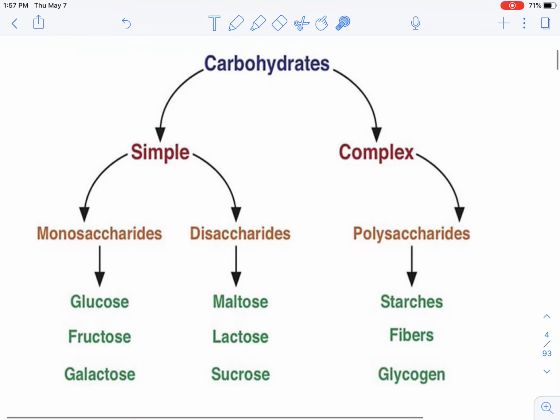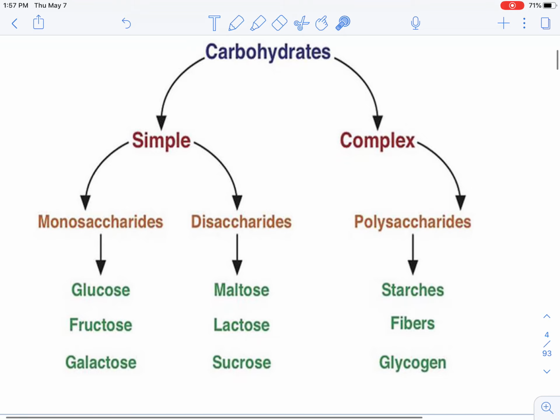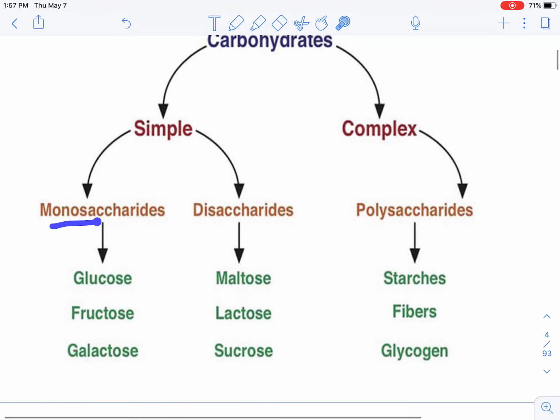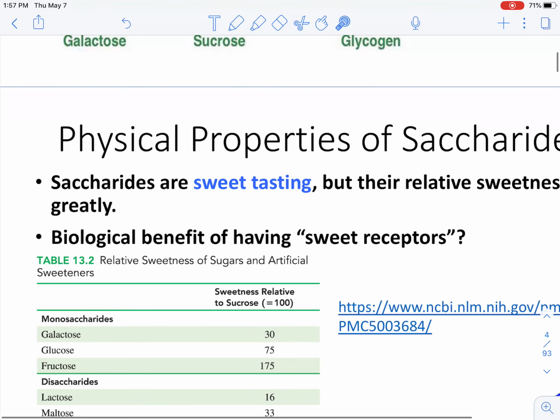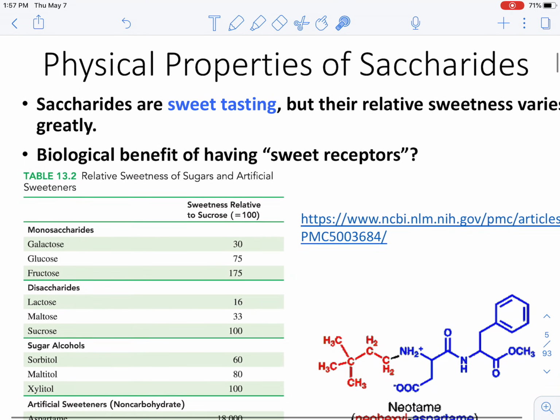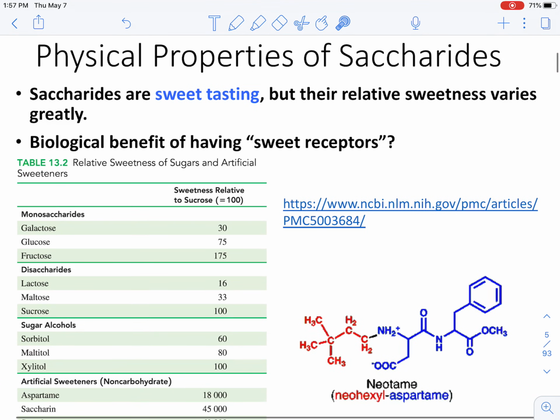And so we will go ahead and discuss these just a little bit more in detail in this lecture video, but definitely a lot more in this lecture video series. And so in terms of physical properties, saccharides are typically sweet tasting, but their relative sweetness varies greatly.